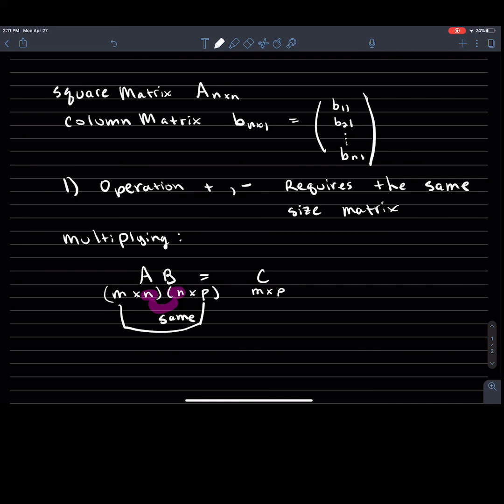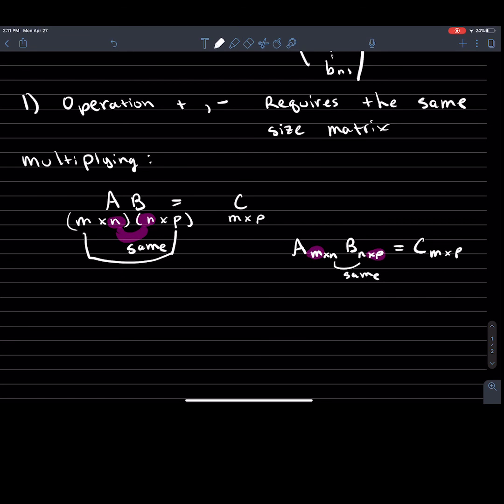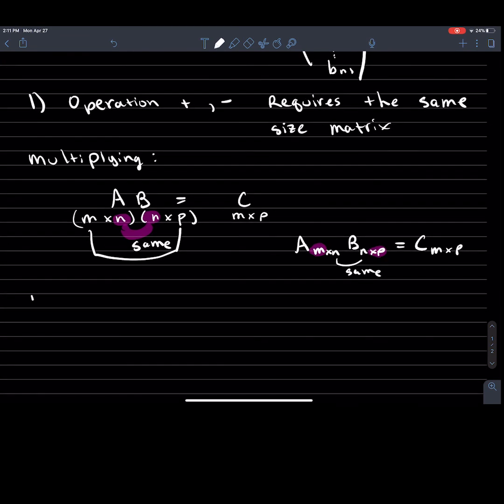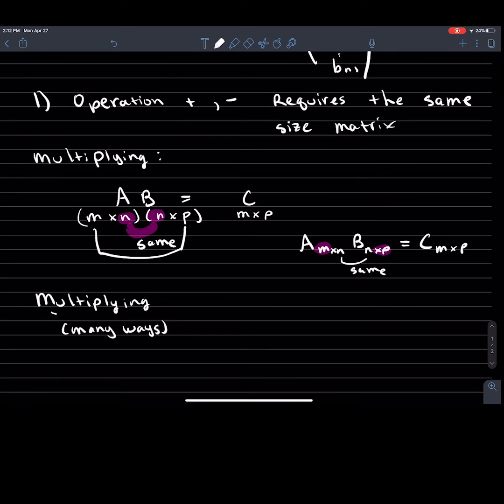Now let me show you. There are actually many ways of multiplying, and I'm not going to explore all of them. But do know there is more than one way to multiply. You get the same answer. It's not like we get different answers. Just different ways of looking at it.